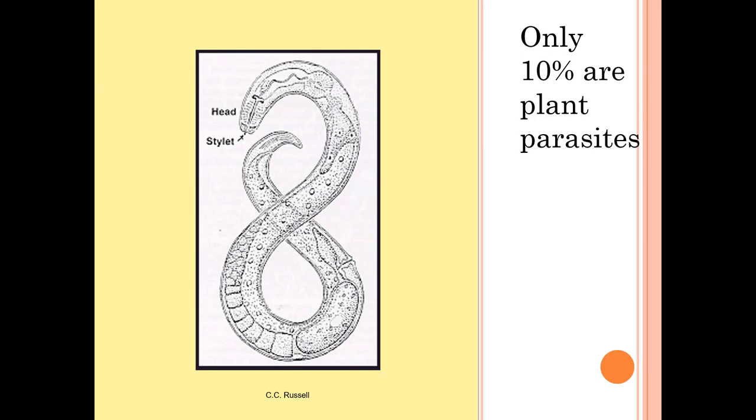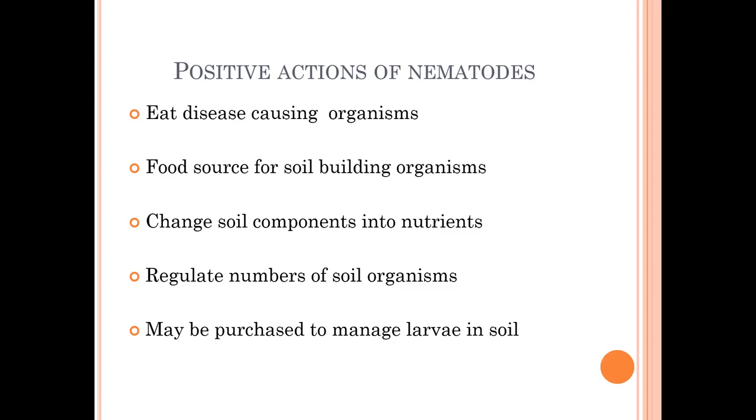So only 10% of nematodes are plant parasites. Most plant parasitic nematodes are soil-borne, but a few will actually feed upon shoots and upper portions of plants. So many of them are very positive in the soil. They eat disease-causing organisms. They're a food source for soil-building organisms. They can change soil components into nutrients.